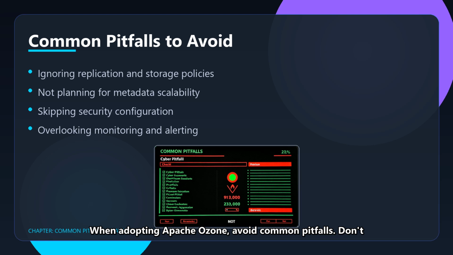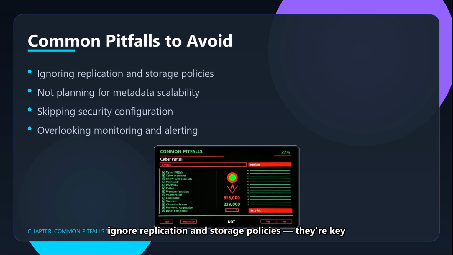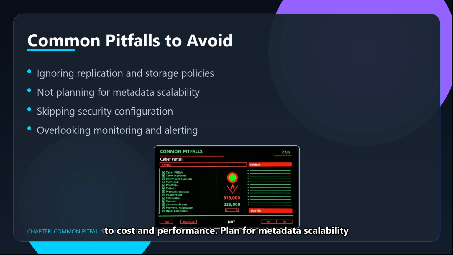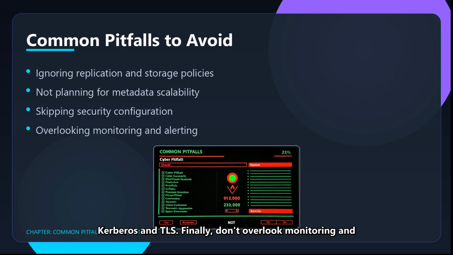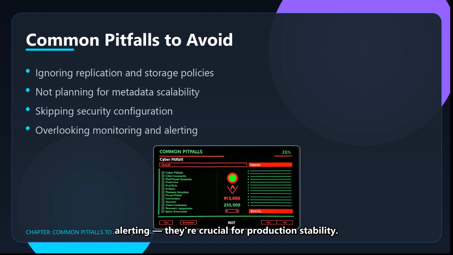When adopting Apache Ozone, avoid common pitfalls. Don't ignore replication and storage policies, they're key to cost and performance. Plan for metadata scalability to prevent bottlenecks. Always configure security properly, including Kerberos and TLS. Finally, don't overlook monitoring and alerting, they're crucial for production stability.